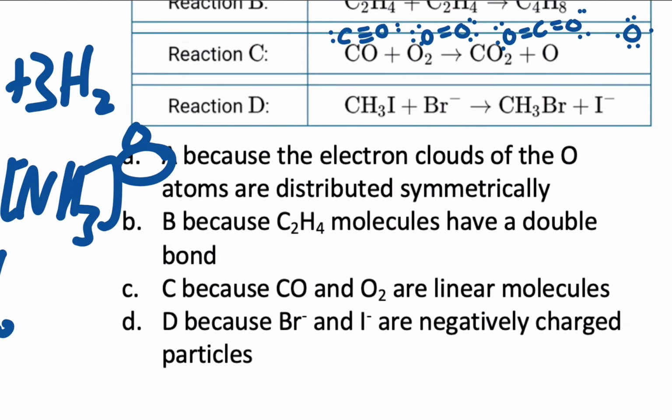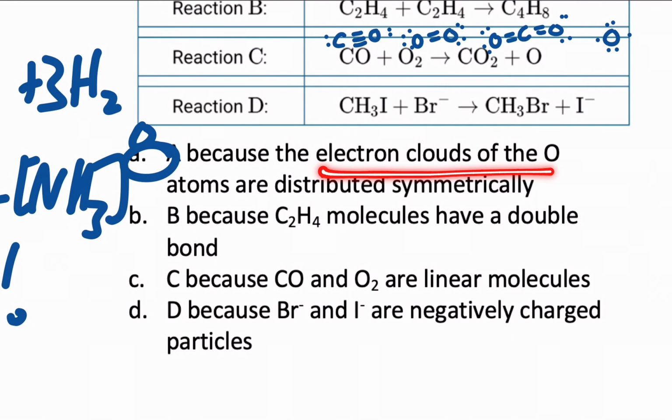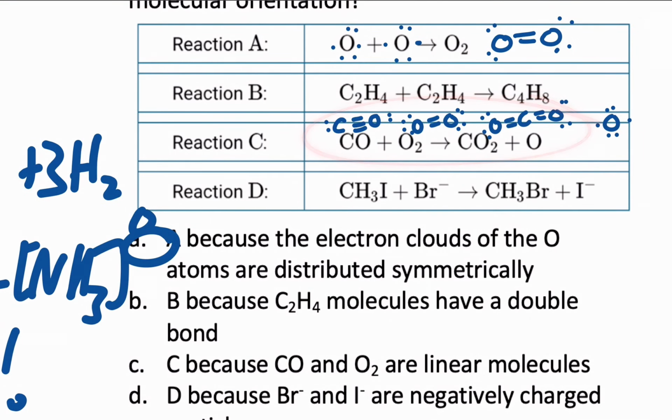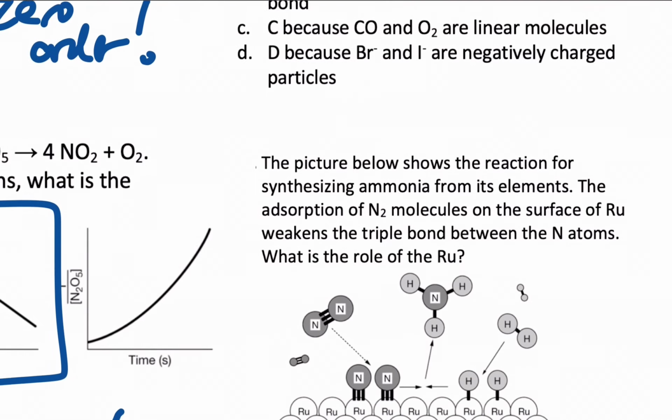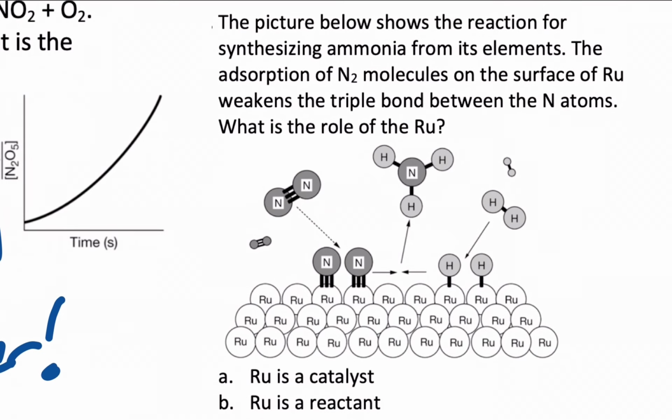And as it says, the electron clouds are distributed asymmetrically, which is not true for any of the other molecules as an explanation. Maybe the electron clouds are distributed asymmetrically in other molecules, but this one is so symmetric that it's got to be the one that doesn't depend on orientation. All right, last multiple choice.